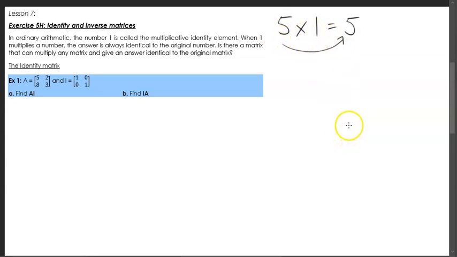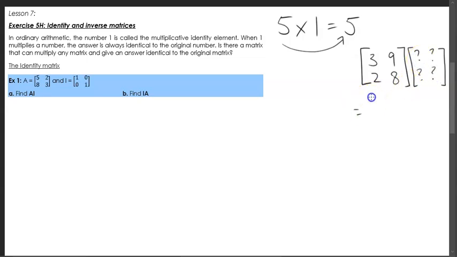So what we want to know is, is there a matrix that can multiply any other matrix, given that you now know your matrix multiplication skills? And I want to get an answer that's identical to the original matrix. So in other words, it's always going to have to be a square matrix. But if I had 3, 2, 9, 8, and I multiplied this by another matrix that we don't know, question mark, question mark, question mark, question mark, I want to be able to get the same answer as 3, 9, 2, 8.